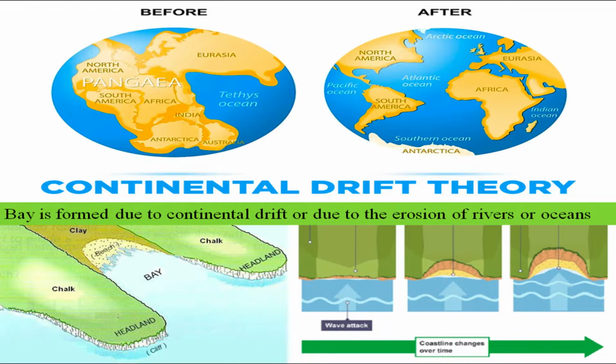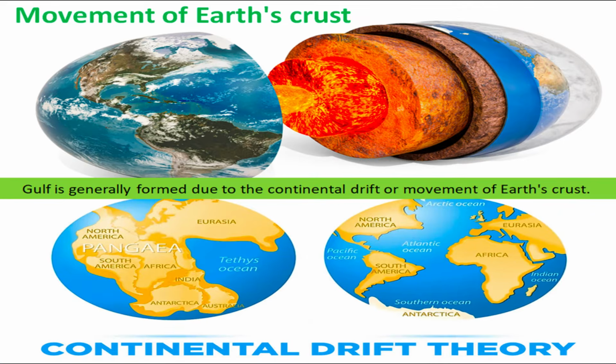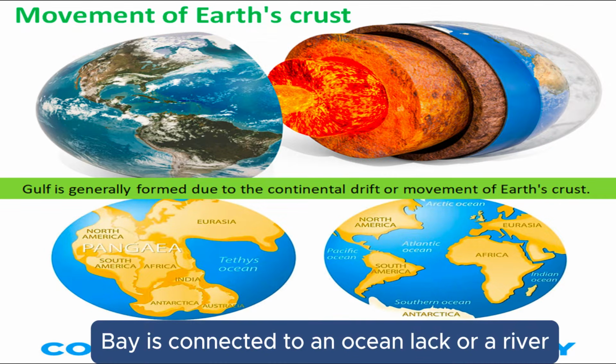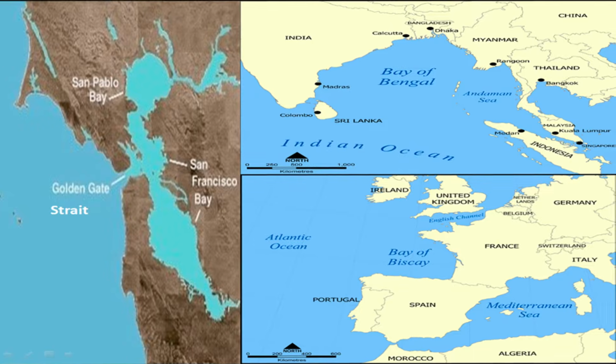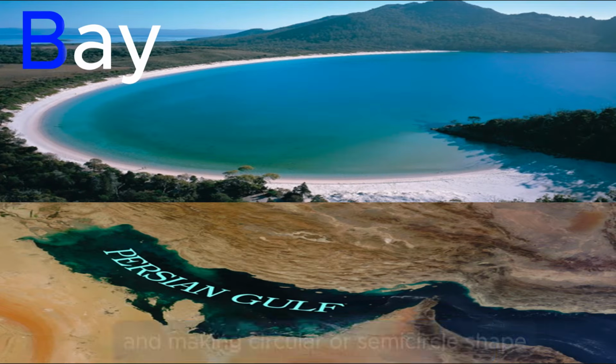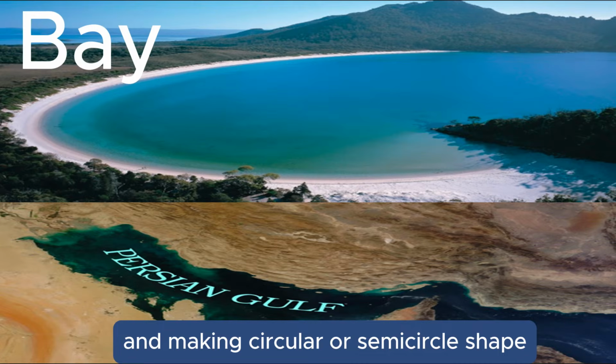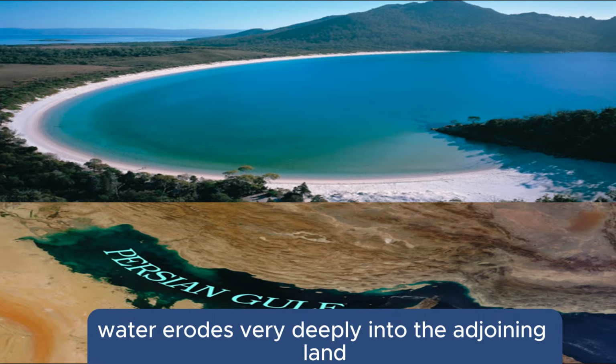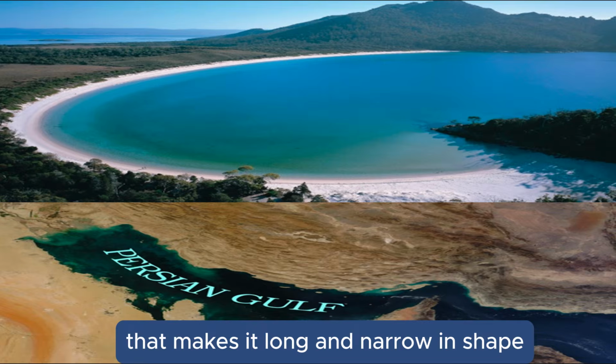A bay is formed due to continental drift or due to the erosion of rivers or oceans. A gulf is generally formed due to continental drift or movement of Earth's crust. A bay is connected to an ocean, lake, or a river, while a gulf is generally connected to the ocean. A bay curves in inward directions, making a circular or semicircular shape. A gulf's water erodes very deeply into the adjoining land, making it long and narrow in shape.